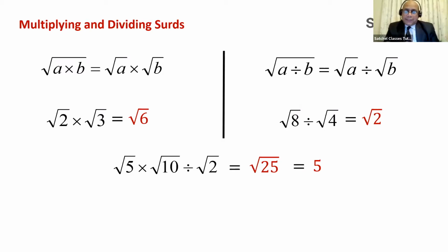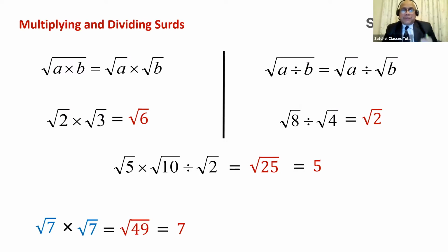Now, once I understand this rule, the next rule is quite interesting. Square root of 7 times square root of 7. If I have two surds which are the same value, when they are multiplied to each other, what do we get? 7 times 7 is 49. So square root of 49 is actually 7, which means square root of 7 times square root of 7 is 7. I can generalize that as square root of x times square root of x is x. Remember that rule.